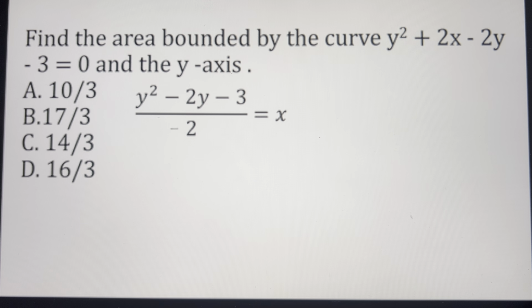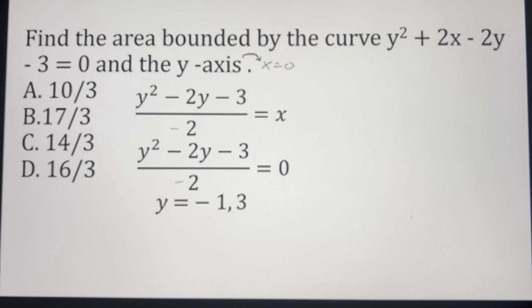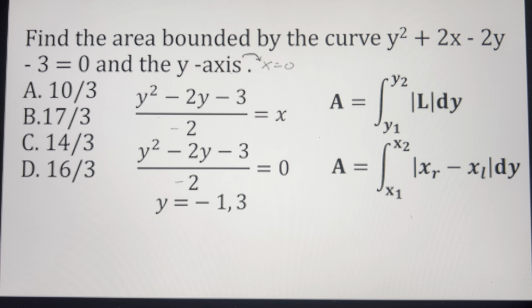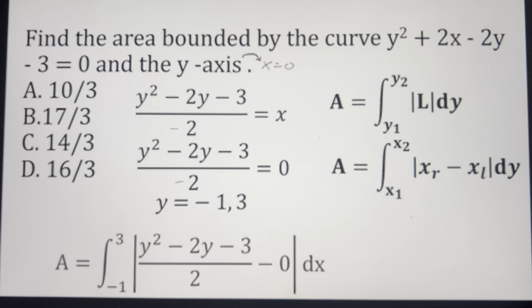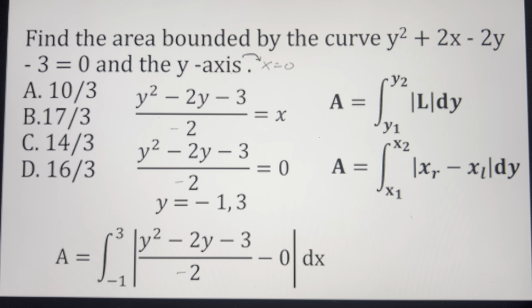And then let's equate this to 0 since the y-axis is x equals 0. So the values of y will be -1 and 3. Area is the integral of the absolute value of L, which is x right minus x left. And then the limit will be from -1 to 3. What is our area? That will be 16 over 3 square units.